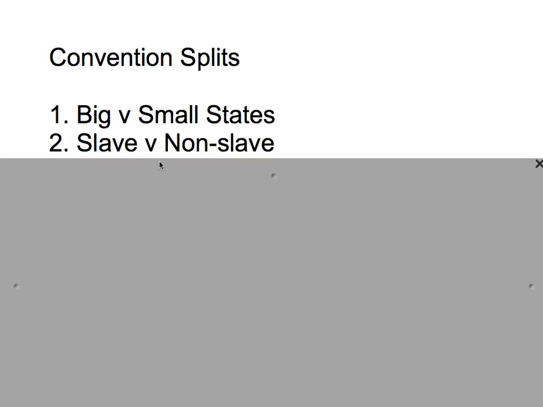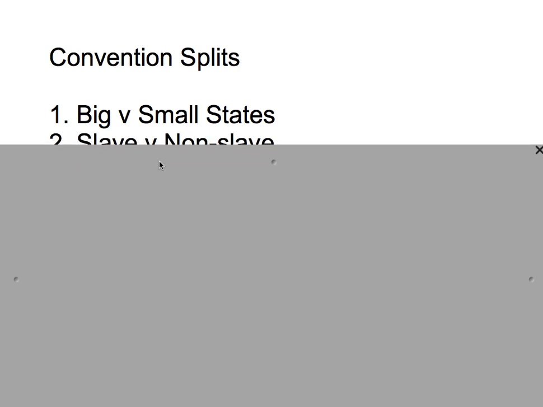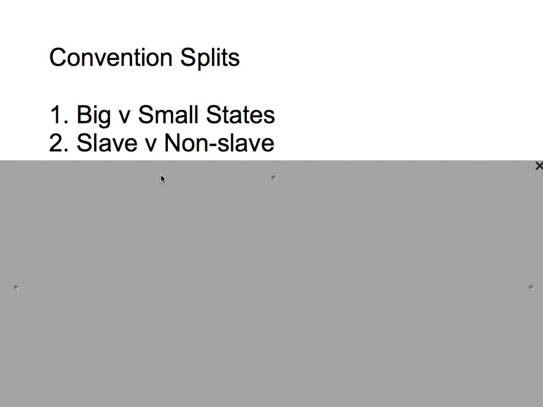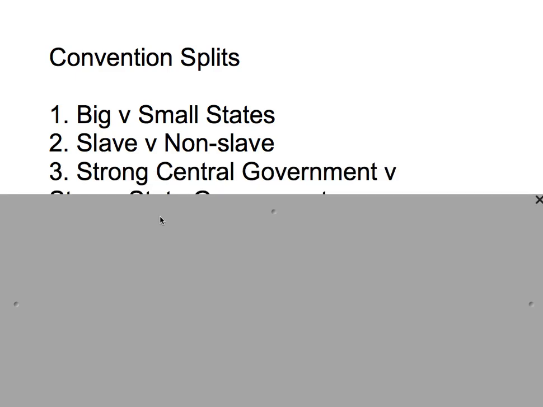At the convention, we're here to revise the Articles of Confederation and start a brand new government. But there are several splits that are going to take place that we're going to focus on. The most important split is the big states versus the small states, with the idea of over-representation, who should control our government. Then you're going to have a slave and a non-slave split. This is not a split over the abolition of slavery, but more about the economic issues of slavery. We'll get into that in a little bit.